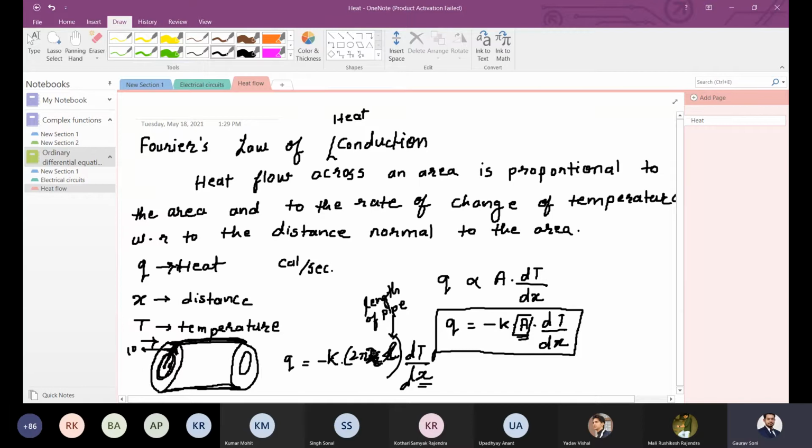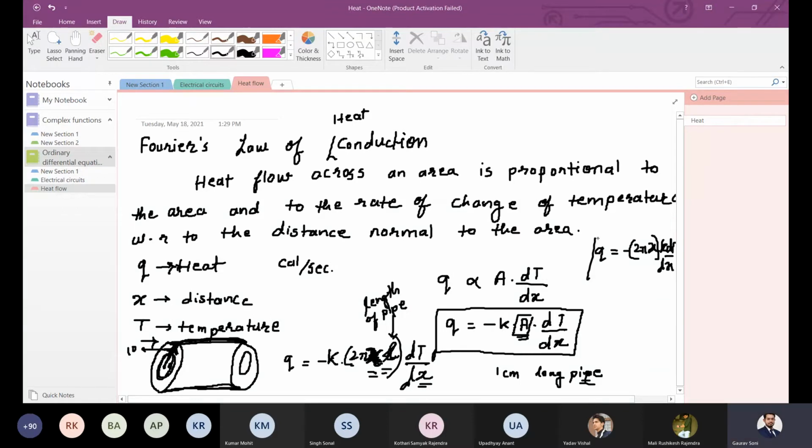So the modification I will make, whenever I want to find the heat flow from a pipe, is that our formula will become 2 pi x into L dT by dx. Moreover, if I calculate the heat flow from a 1 centimeter long pipe, then this L will become 1, and my formula becomes Q equals minus 2 pi x into K dT by dx.